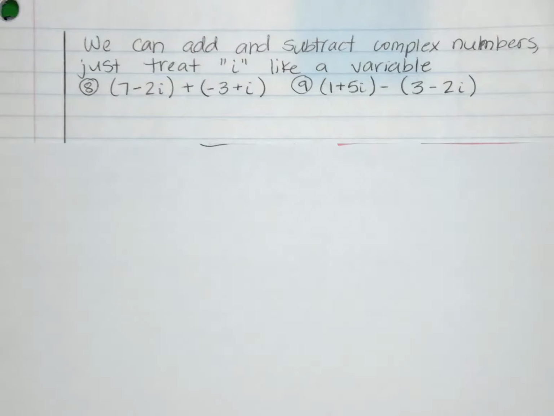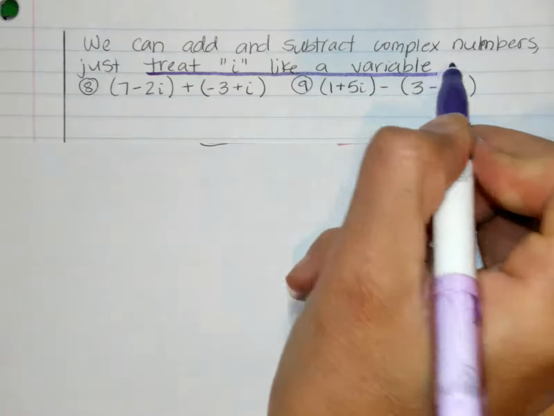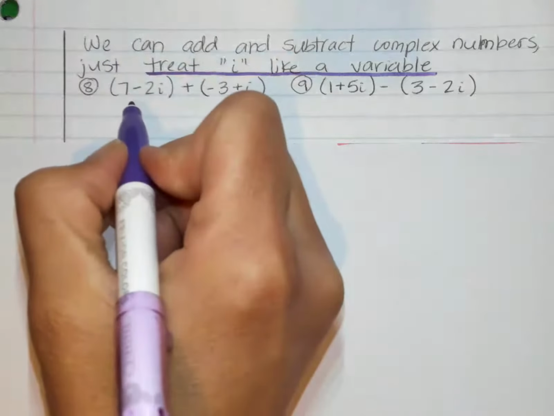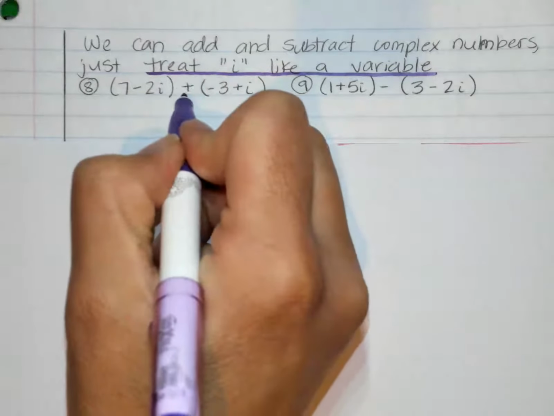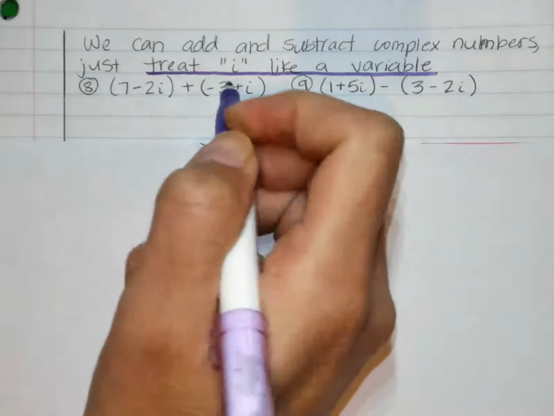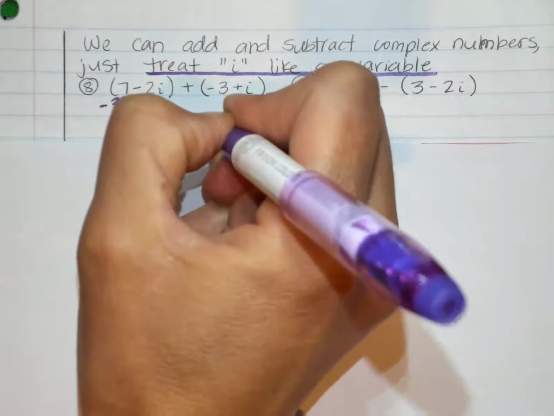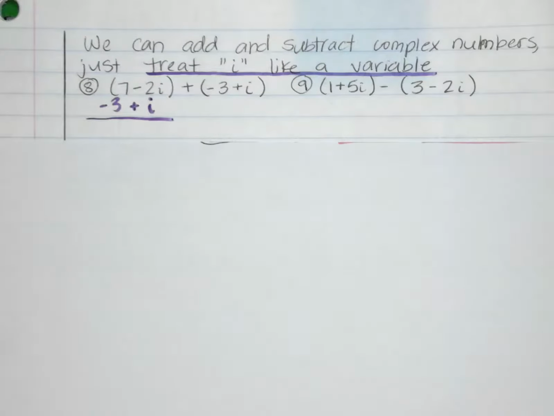All right, so first let's look at adding and subtracting. So we can add and subtract complex numbers. The only thing is, remember that I is not a variable, but we treat I like a variable, like an X basically. So when you're adding, like on number 8, it's kind of like a binomial plus a binomial. You're just combining like terms. If there's a plus in the middle, you don't have to change any signs. You can actually just stack up like terms. The negative 3 adds with the 7, and the plus I adds with the negative 2I. So you could add it kind of like that.